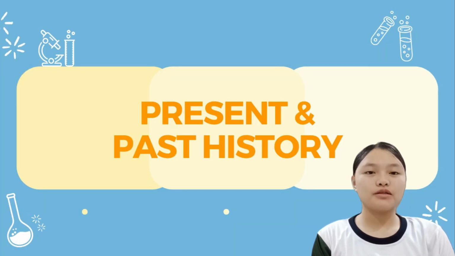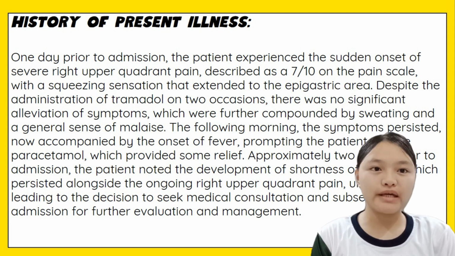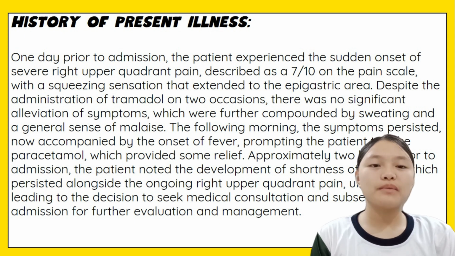Present and past history. History of recent illness. 1 day prior to admission, the patient experienced the sudden onset of severe right upper quadrant pain, described as a 7 out of 10 on a pain scale, with a squeezing sensation that extended to the epigastric area. Despite the administration of tramadol on 2 occasions, there was no significant alleviation of symptoms, which were further compounded by sweating and a general sense of malaise.